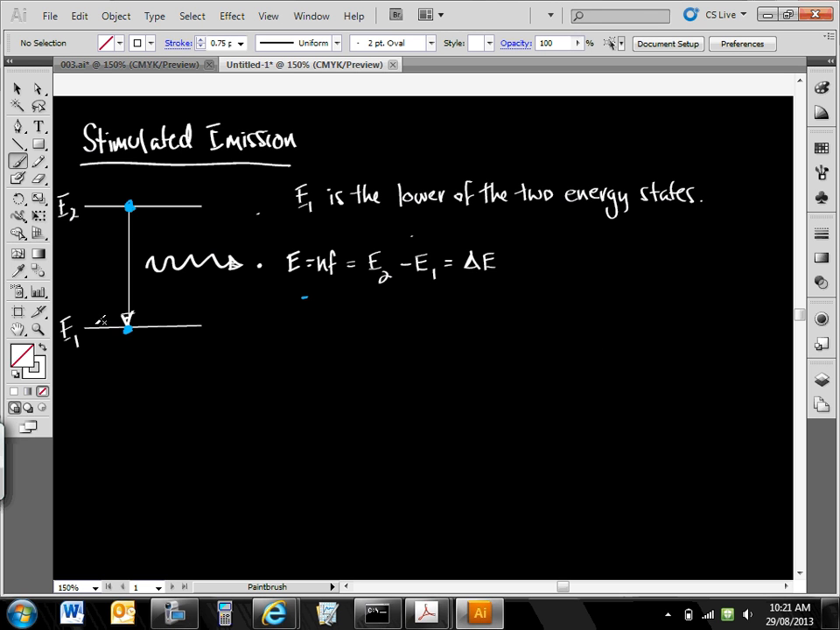If I take E1 from E2, that leaves me with delta E, which is the change in energy, and it's equal to this discrete energy jump here, this discrete transition. And the photon has that energy also by the conservation of energy. We call this spontaneous emission.